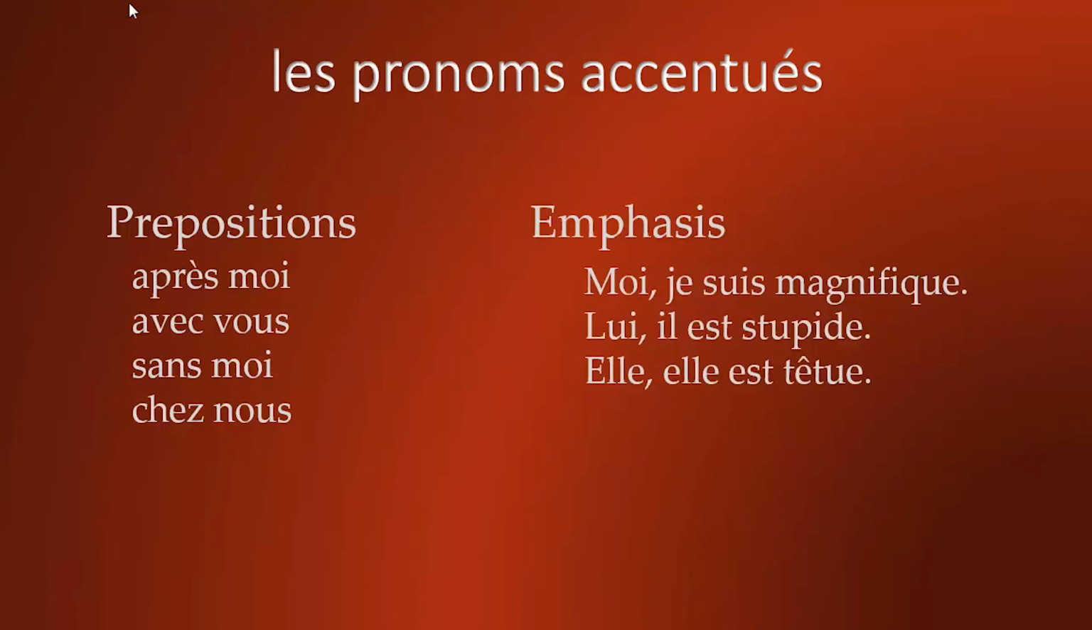Finally, you can use the stressed pronouns for emphasis, and this is where they get their name. Moi, je suis magnifique. Me, I am magnificent. Lui, il est stupide. He is stupid. Elle est têtue. She is stubborn. In English, we can usually create emphasis by putting a bit of stress on the word. I am magnificent. He is stupid. She is stubborn. In French, you can't do that. You need to use the stressed pronoun. Moi, je suis magnifique. Lui, il est stupide. Elle est têtue.